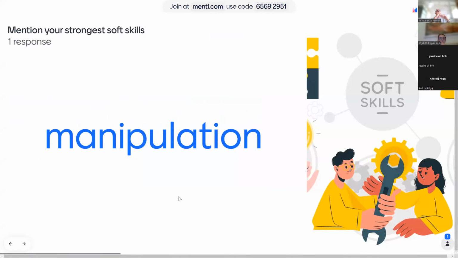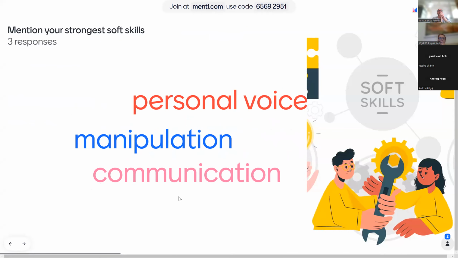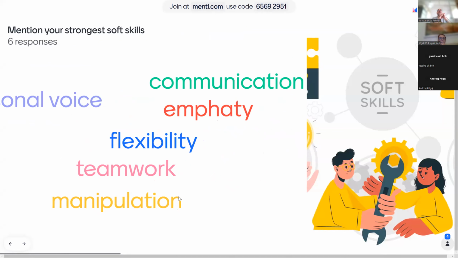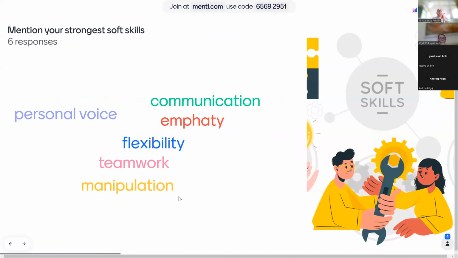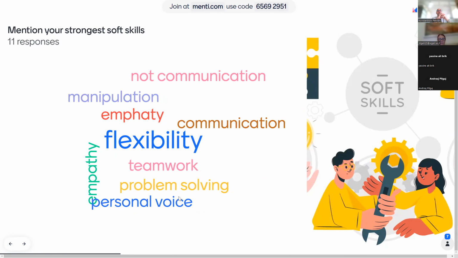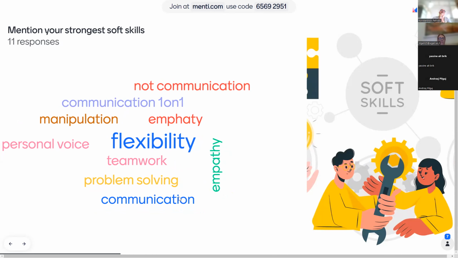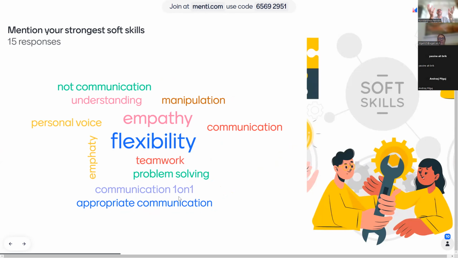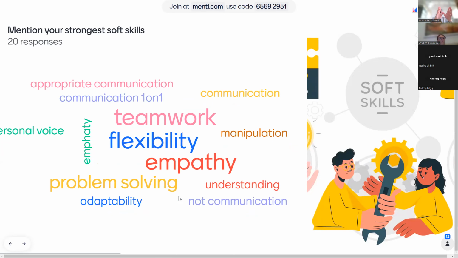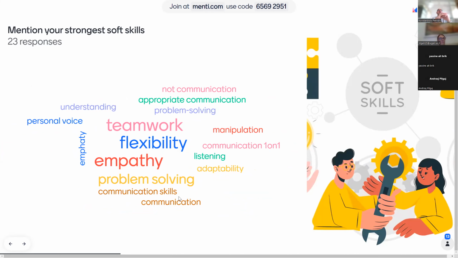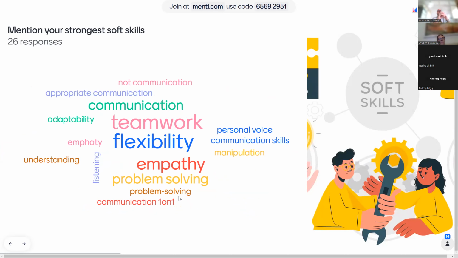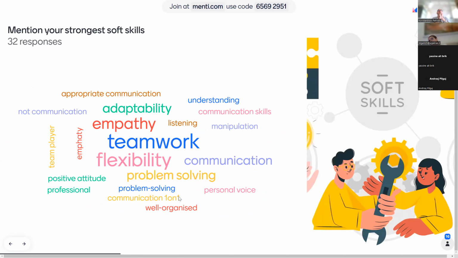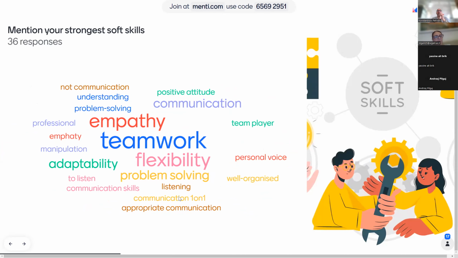Manipulation, wow. I would like to discuss manipulation with you. Ooh. Sometimes it's good, sometimes it's bad. Communication, personal voice, empathy. Oh, it's something that, you know, I suffer a lot myself. Flexibility. I'm flexible at the end of the day. Teamwork, very good. Problem solving. The bigger the letters, this reflects, you know, that this is something that governs the whole community of ours here. We're 35 people, 34, because I don't count. And you can see flexibility, empathy, teamwork is something that rules our group here.